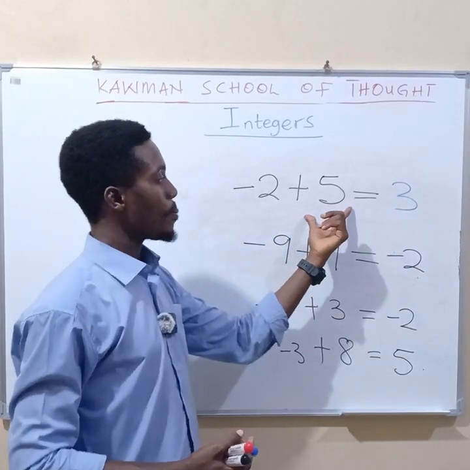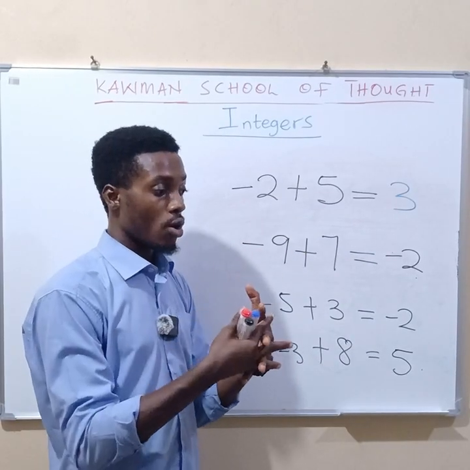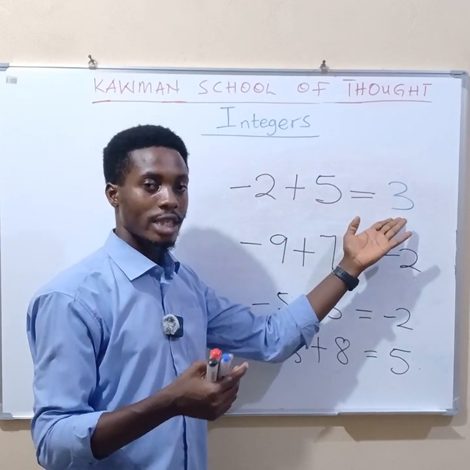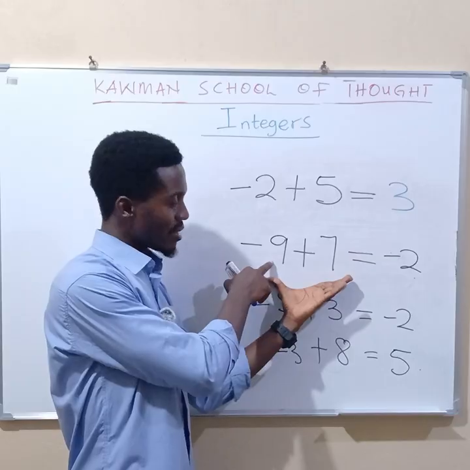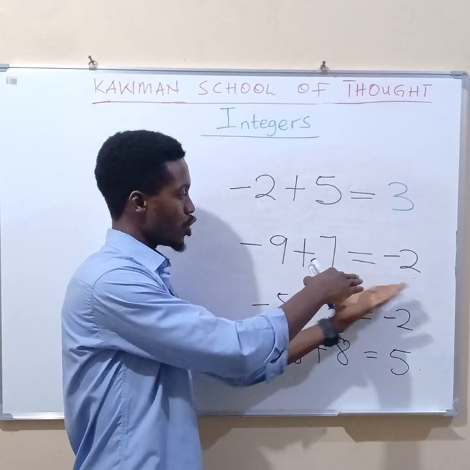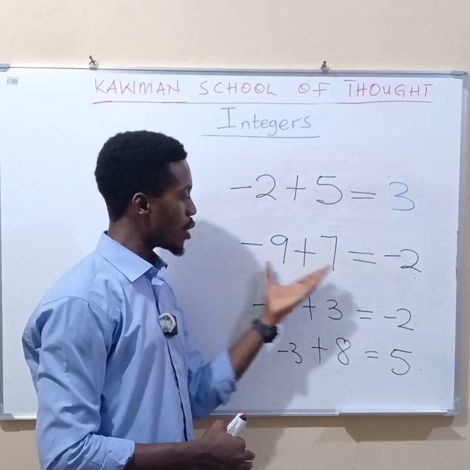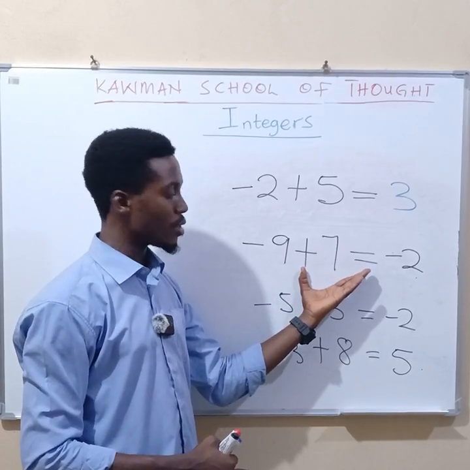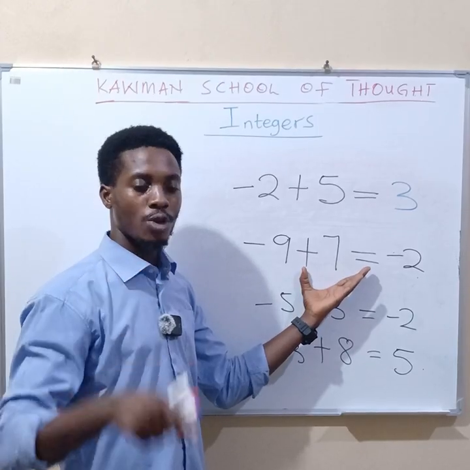So when the positive number is bigger than the negative number, and you are combining them, doing your addition and subtraction, your answer is going to be positive. Look at this one. In this case, the negative number is bigger than the positive number. So when you do the sum, you're going to get a negative answer, because this guy is very bad, and you are working with him. You're positive 7, you don't have the stamina. If he says let's go and play, you shouldn't study, you are following him. Don't do your homework, you are following him. Don't learn, you are following him. Don't watch Kawman School of Thought videos, you are following him.